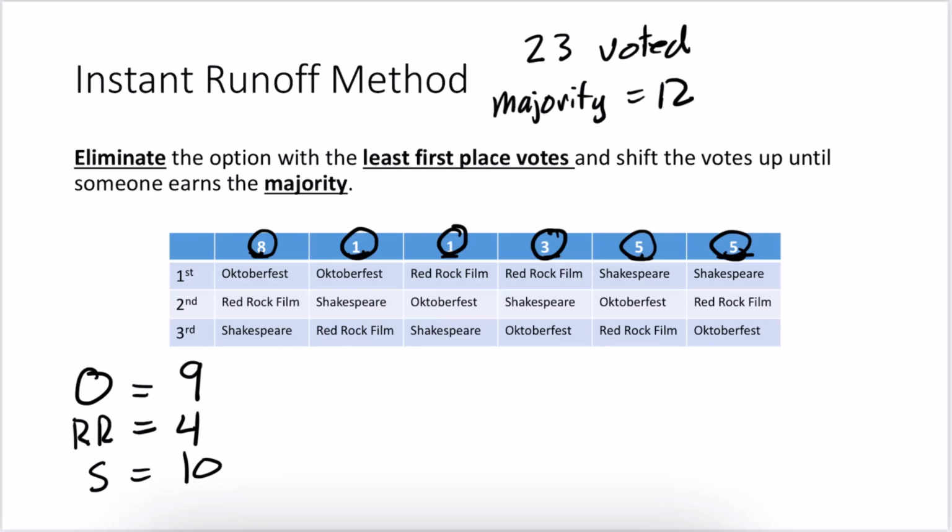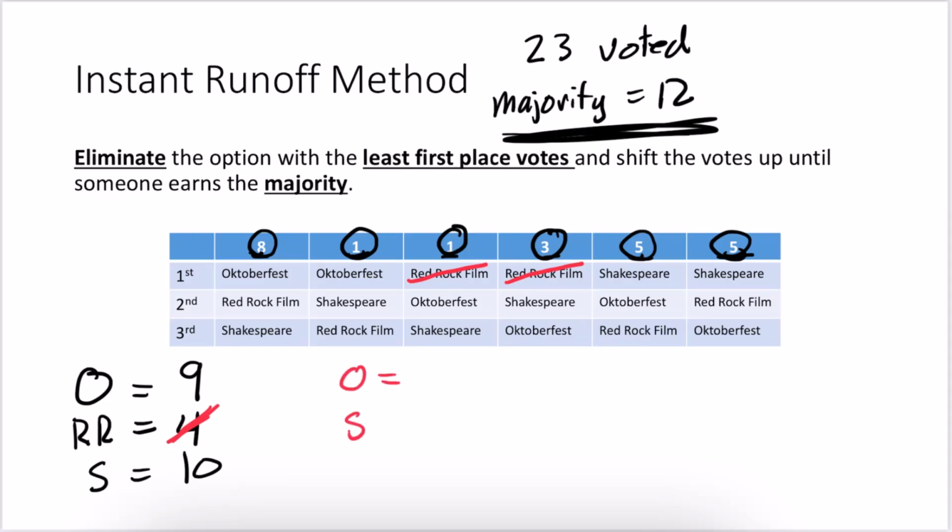Now notice that none of the festivals have the majority that we're looking for. And so this is why we call it the runoff method. Because if none of the options have a majority, then we eliminate the one who has the least first place votes. So in this case, that would be Red Rock Film. And I'm basically going to eliminate Red Rock Film from the votes. And then I'm going to recalculate the first place votes for Oktoberfest and Shakespeare.